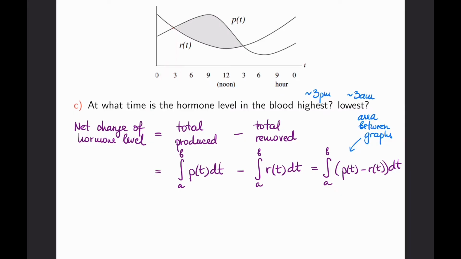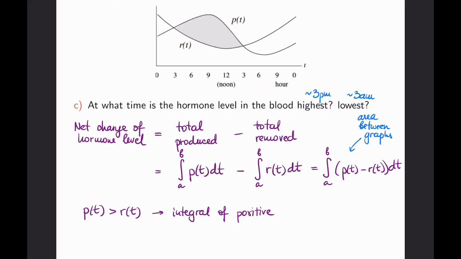Now, let's also write down what we've actually noted. If the production is bigger than the removal, I am subtracting a smaller number from the bigger one, which means that the integral will be positive. So the integral here is positive, and that is because, again, this will result in the actual accumulation of the hormone in the system because it gets produced faster than it gets removed.